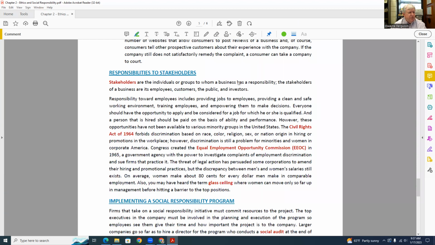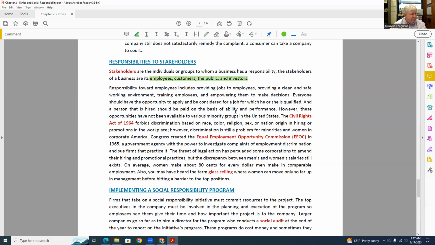stakeholders, individuals or groups to whom a business has a responsibility. Here's a list of the people that we generally think of as having a responsibility to in business: employees, customers, public, and investors. And it's just when it comes to your economic model or your socioeconomic model as to your belief in which one is most important. You will want to read down through here about some of those responsibilities.